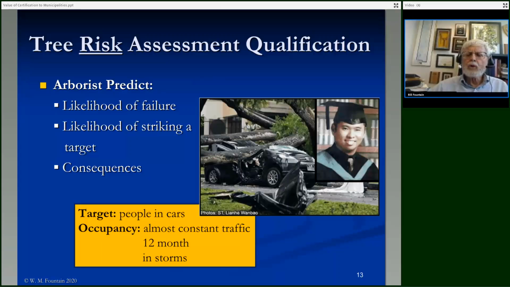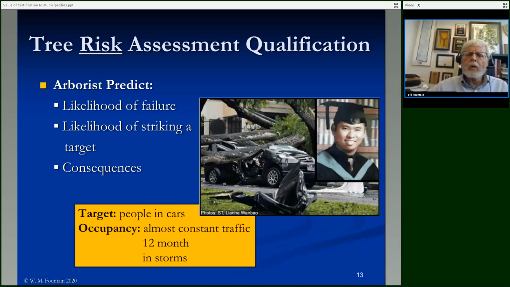Statistically, if you are going to be killed by a tree, the most likely place that you would be killed would be in your automobile and generally in a storm. The situations where I have had to act as an expert witness where somebody has been killed by a tree has almost always been somebody driving or a passenger in an automobile. And so this is one of the things that we need to look at.